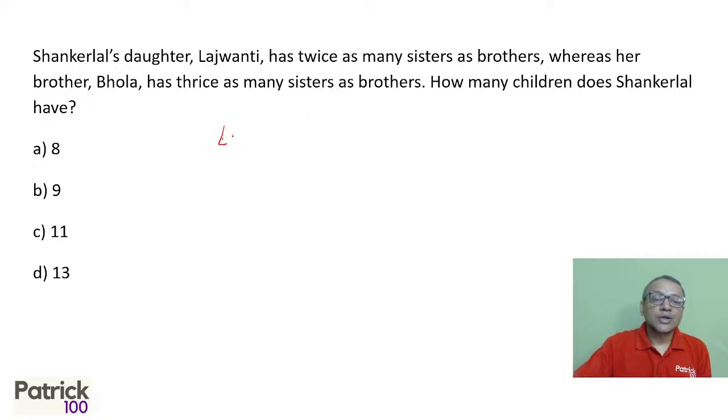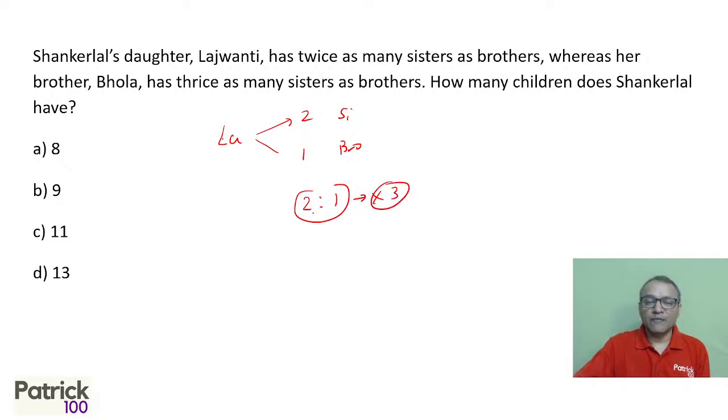So there is Lajvanti, who has twice as many sisters as brothers. That means the ratio of sisters to brothers is 2:1, right? Which means it's a multiple. Whenever your ratio is 2:1, the total is 3, which is a multiple of 3. If it's 2x and 1x, the total is a multiple of 3. So including Lajvanti, it has to be a multiple of 3 plus 1.